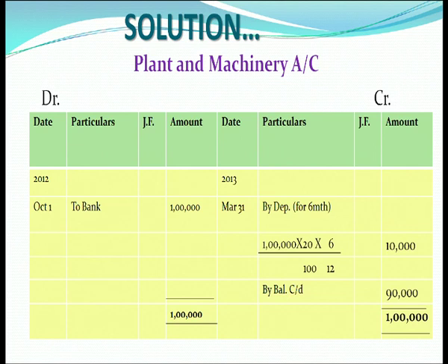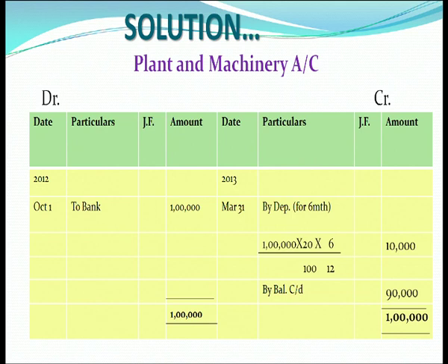So, on October 1st, 2012, you are procuring the machinery for rupees 1 lakh. So, the entry becomes machinery account debited to bank account for 1 lakh rupees. And then since the depreciation is to be charged on 31st March, on 31st March we provide the depreciation. The rate of depreciation is already defined, which is 20%, but the calculation would be done from October 1st to 31st March, which gives us 6 months. So, we are using the machinery for 6 months in the first year. So, the amount of depreciation would also be calculated for 6 months. So, 1 lakh into 20 divided by 100 and for 6 months, so multiply by 6 divided by 12, it gives us an amount of depreciation of 10,000.